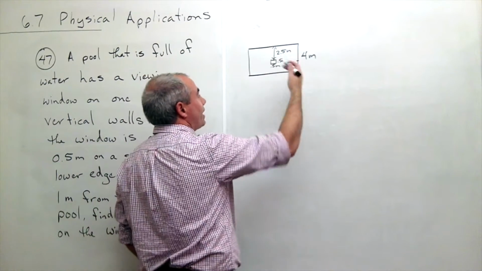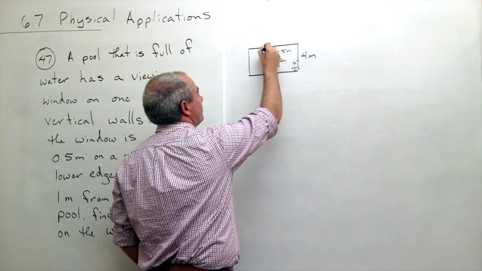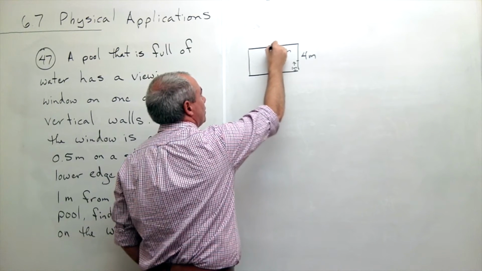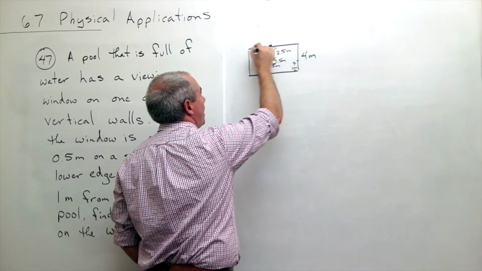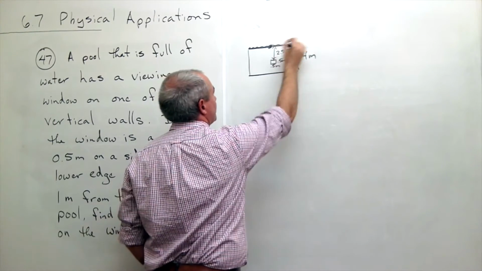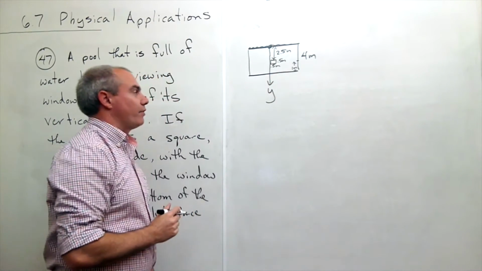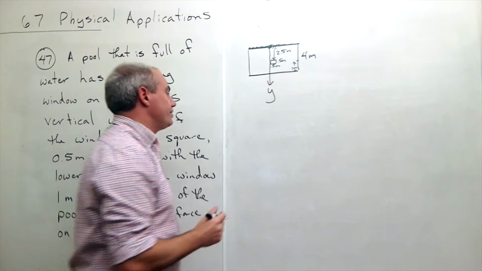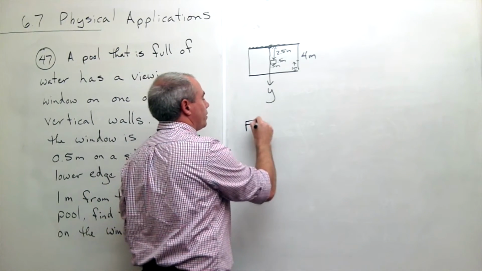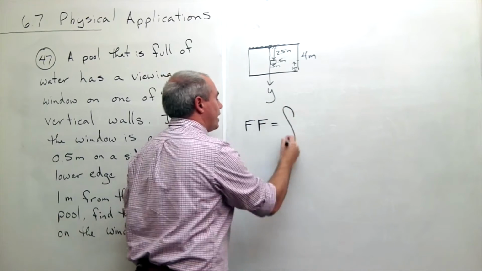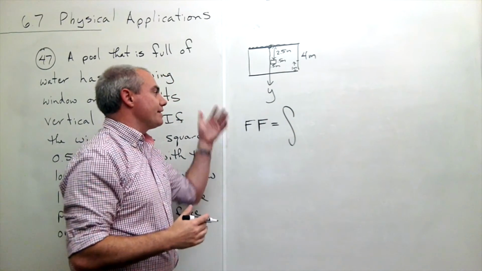What I'm going to do is set up an axis. I'm going to put the origin on the top of the pool where the water level is, and then say that positive y is down. If I do, then I can set up an equation for the fluid force, and it's going to be from some A to some B.